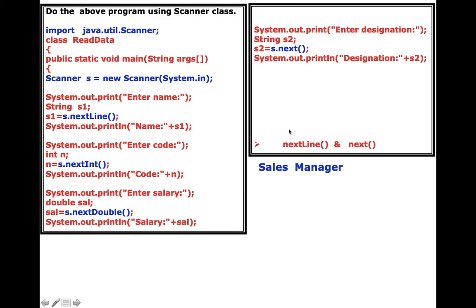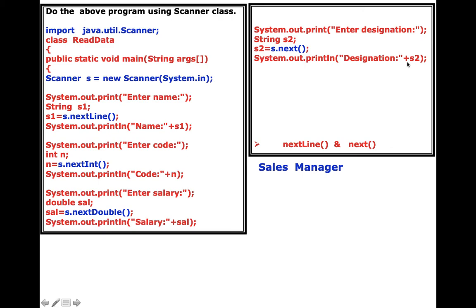So now tell me the difference between nextLine and next. Well, the difference is simple. nextLine can read a string with blank spaces, whereas next cannot read strings with blank spaces. The method next will stop reading at the occurrence of the first blank space. So in this case, next started reading SALES, then it saw a blank space. The moment it saw the blank space, it stopped reading. So S2 is equal to sales, and the output is designation colon sales.